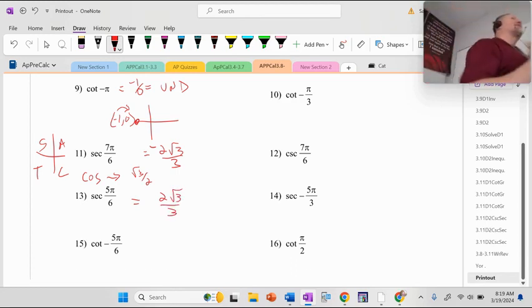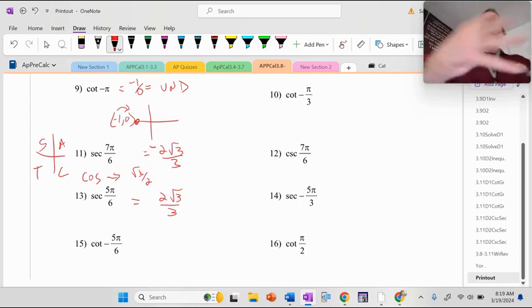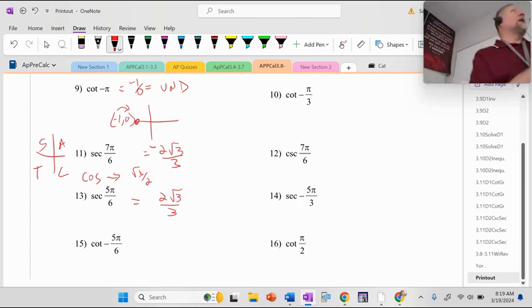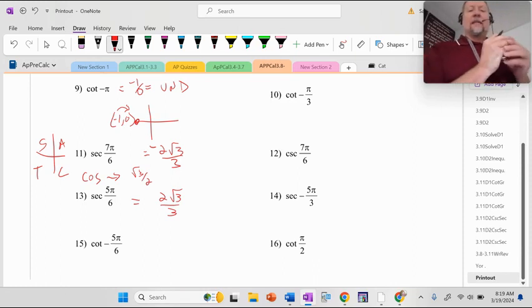And then where's 5 pi over 6? What quadrant is that? 2. So what does that mean 2 root 3 over 3 is? There you go. All right, where does negative 5 pi over 6 land? What quadrant? Careful on this. Where does negative 5 pi over 6 land?